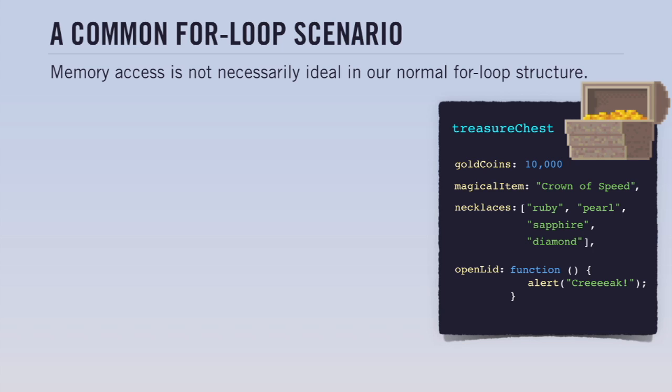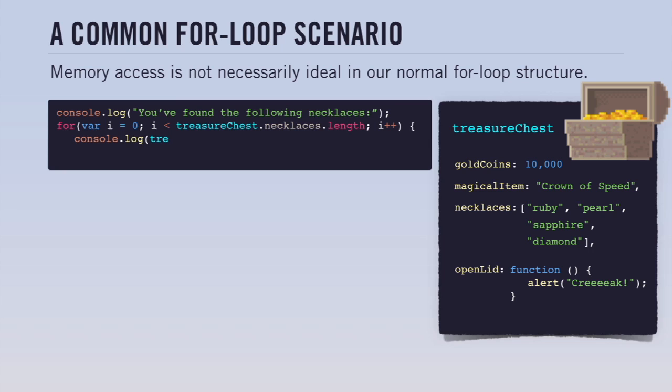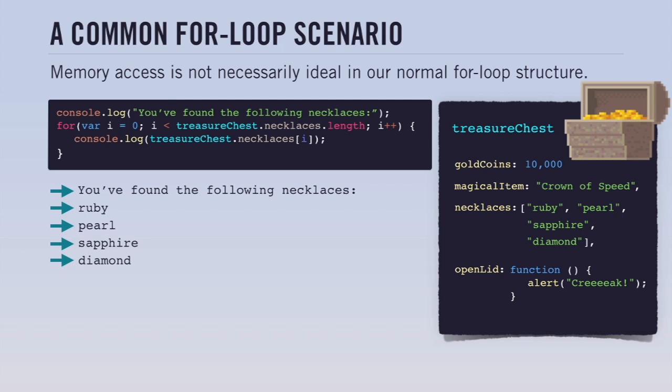Now, if we wanted to log out all of the necklaces found in our treasure chest, we would have a little log here that says you've found the following necklaces. Following that, we could do a loop. Now, we've set up our loop parameters in a normal fashion where we loop over the entire length of the necklaces array and log out each one of the necklaces in that array in turn. That would produce, you've found the following necklaces: ruby, pearl, sapphire, and diamond.